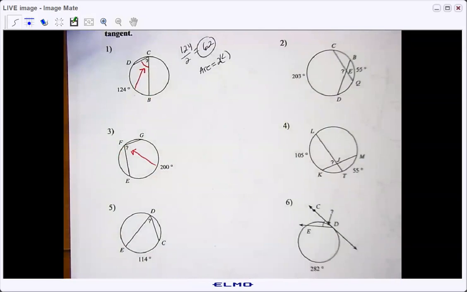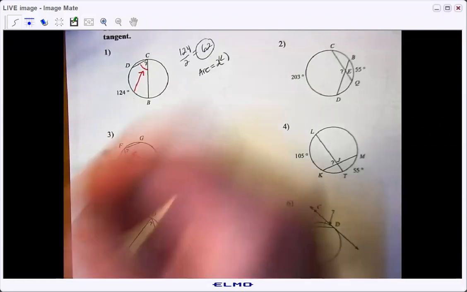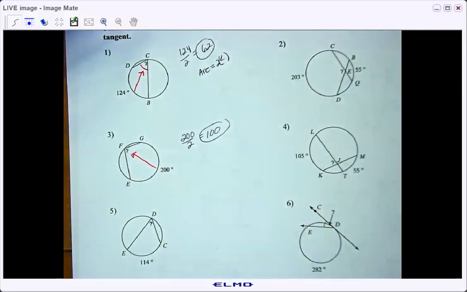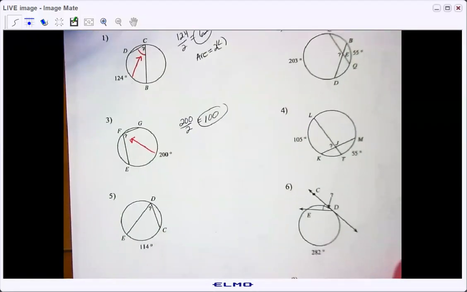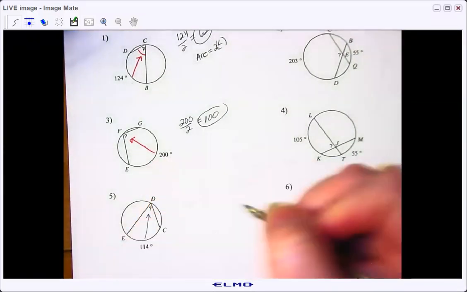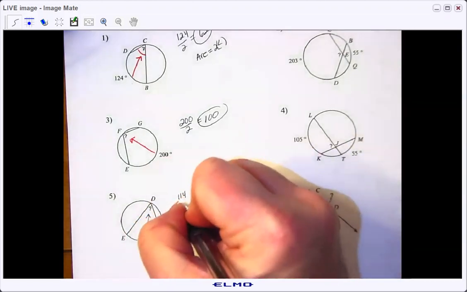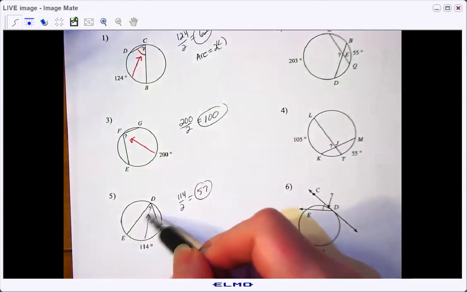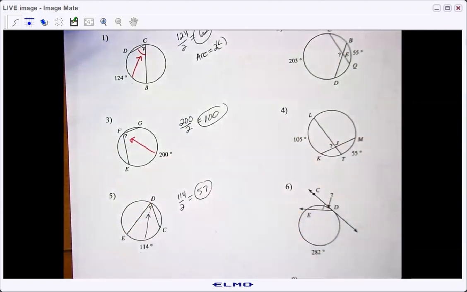This is not about me doing your work for you. This is about you doing it and checking it and making sure you understand it as we go. Okay, nice. Beautiful. Okay, most of you are getting it. So this becomes 200 divided by 2. That's it. And the same thing here. Because we're going smaller, we're going to divide by 2 and get 57. If we had 57, we'd be multiplying by 2 to get the 114.